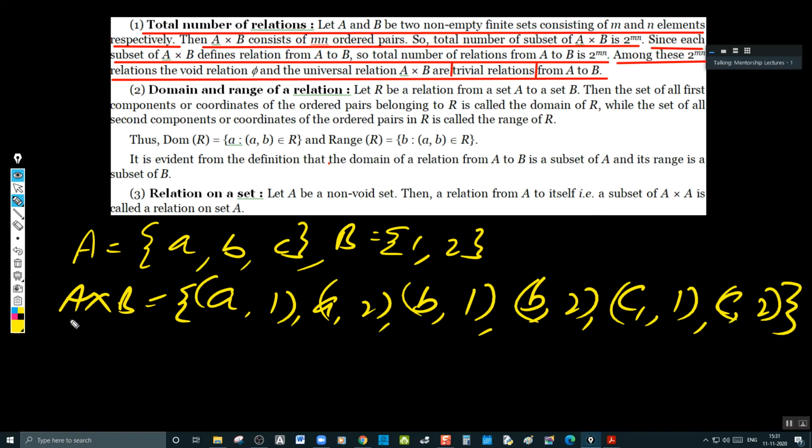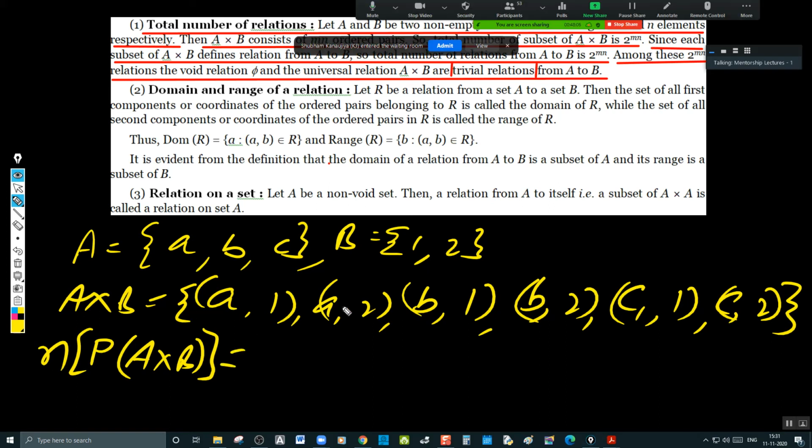Okay, now I need the number of elements in the power set of A cross B. The power set of A cross B will be... what is that you say? 1, 2, 3, 4, 5, 6 are there. And how many will you get then? 2 power 6. Yes, sir.